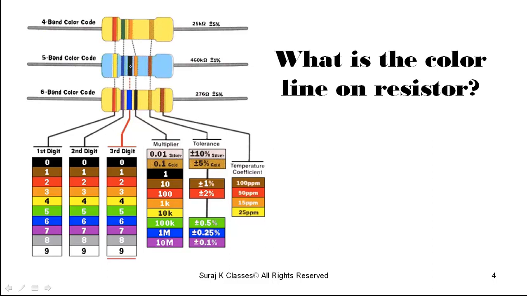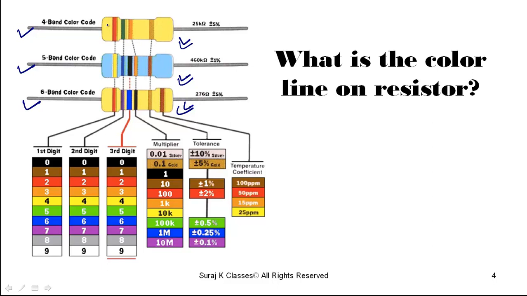See, the color bands are divided into three categories. This is the 4-band color code, this is 5-band, and this is 6-band. Not more than that. So any resistor anywhere in the world, if you are holding a single resistor in your hand, then you must know that this resistor comes with either 4 color bands, or 5, or 6. Now the question is how to read these color bands.